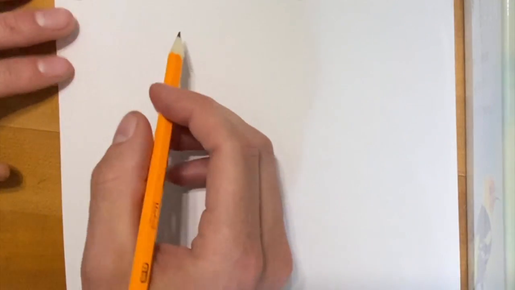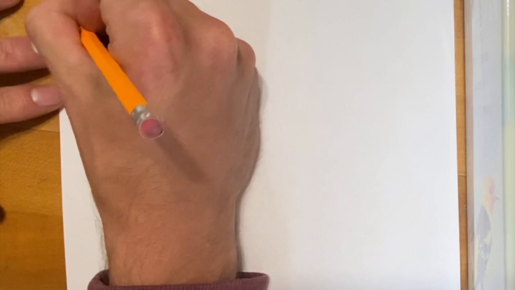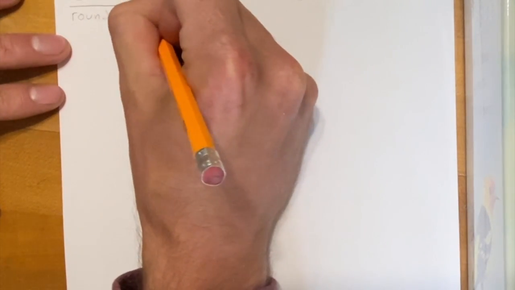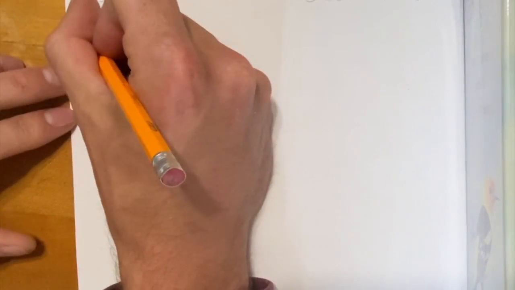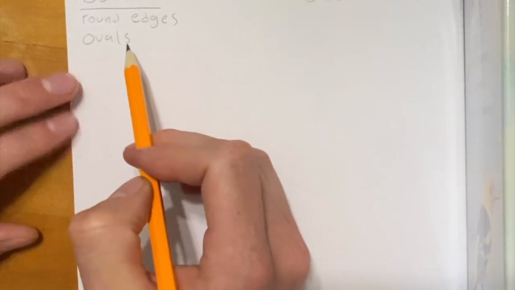Now, we're going to focus on bubble style first. Now, underneath the word bubble, a couple of key characteristics are round edges. So when you think of the word bubble, I want you to think of ovals. So round edges and lots of ovals.